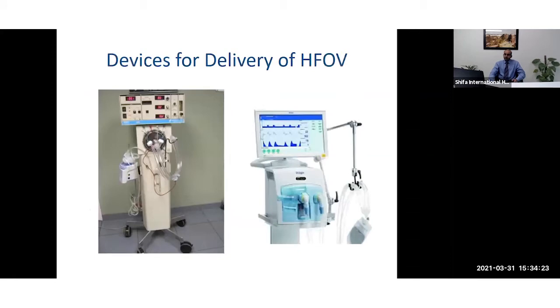These are the two different devices. The one on the right side of the screen is the old SensorMedics machine, and the one on the left side of the screen is one of the Dräger ventilators. The beauty of the modern ventilators is you can use the same machine for conventional and for high frequency ventilation. Previously, you had to use a totally different machine for high frequency ventilation.